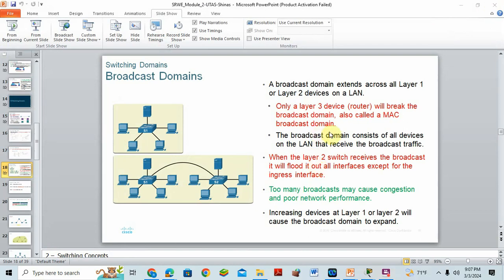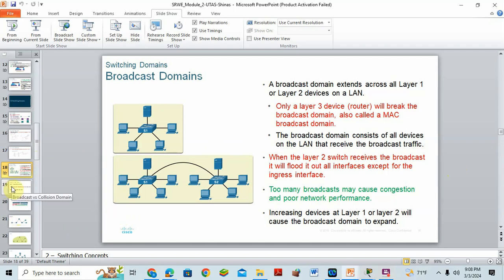Okay, so a layer 3 device, a router, will break the broadcast domain, and the router will not forward broadcasts. Okay, a switch will be forwarding the broadcast. So that's the one point we have. Then you go for the problems. That's what many students ask me: I need problems to calculate the collision domain and broadcast domain.